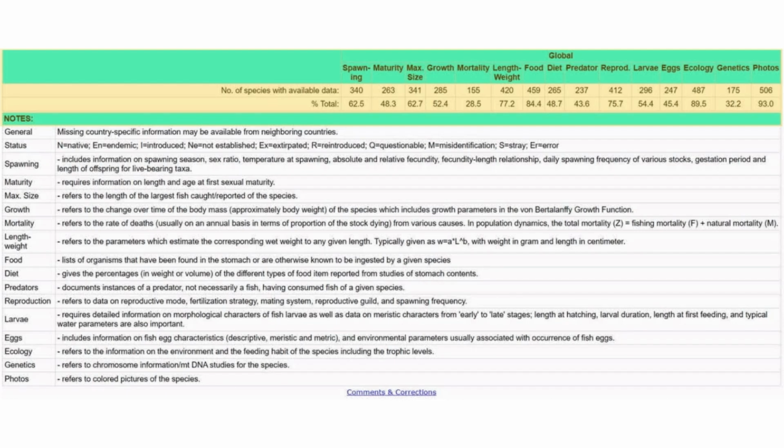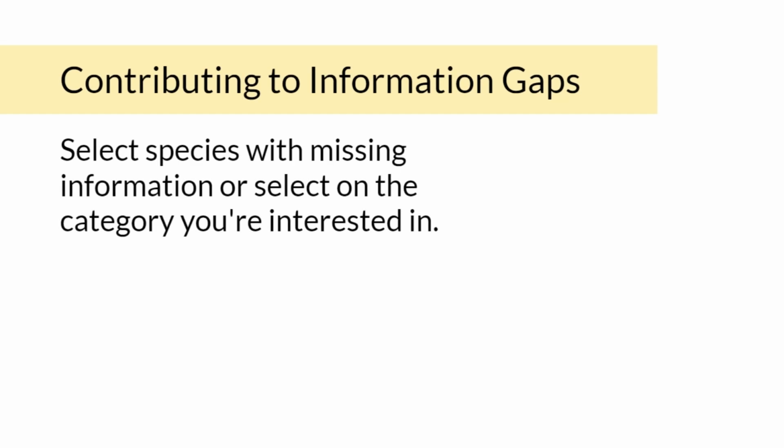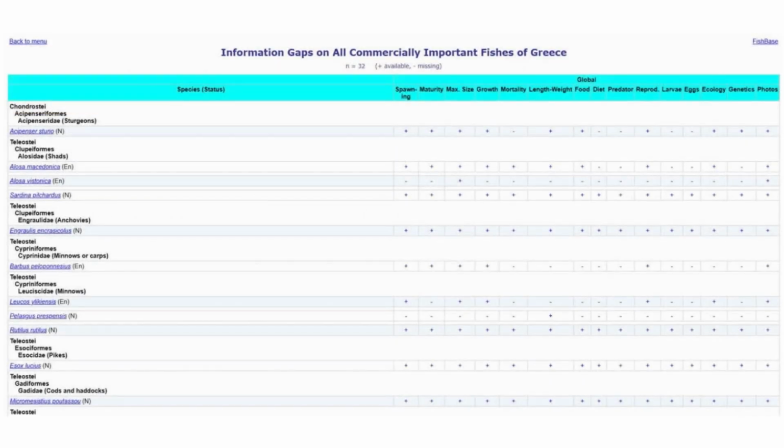In our example, out of the 544 marine fishes in Greece, only 155 species or 28% have information on mortality while 93% have species photos. Let's now talk about how you can contribute to filling in the information gaps. For example, let's select all fisheries species in Greece. A list of fish species that lack information in that category will then be presented.